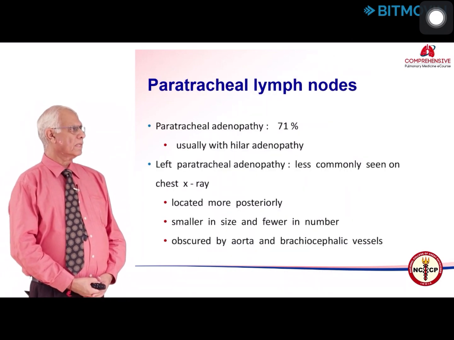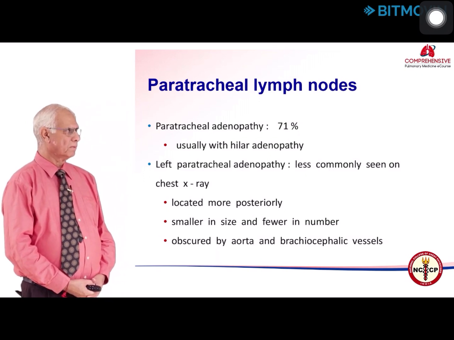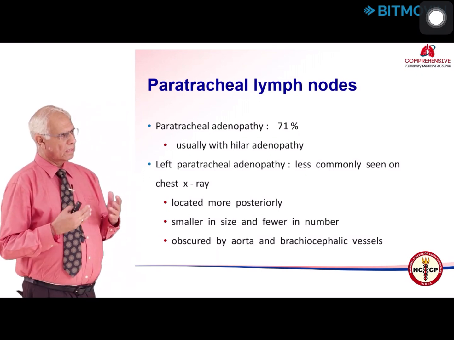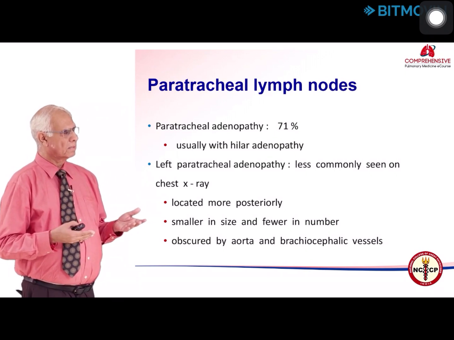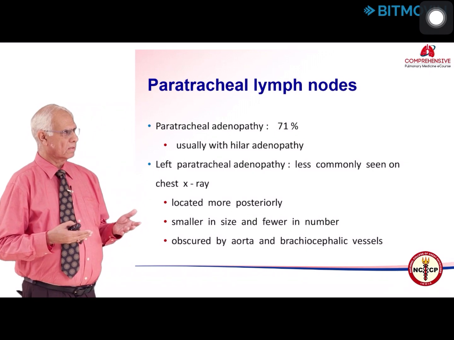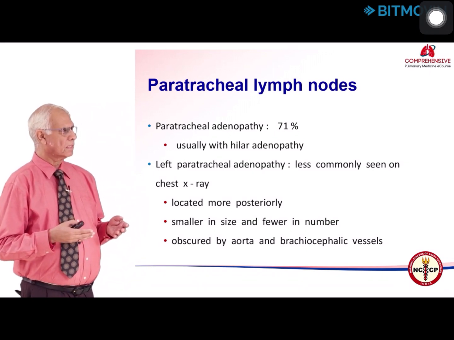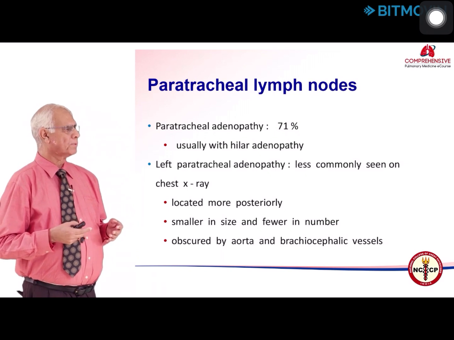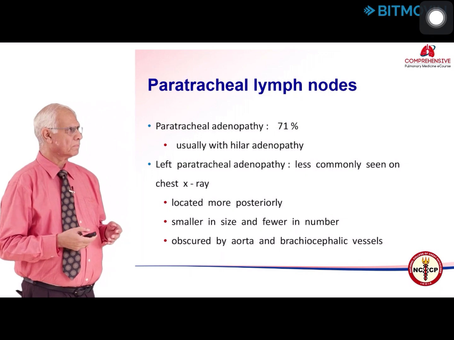So, paratracheal adenopathy is usually associated with hilar adenopathy in 71% of the patients, but it's always the right paratracheal which is seen. The left paratracheal adenopathy is not seen on chest X-ray because it is located more posteriorly, is smaller in size and fewer in number. This is obscured by the aorta and the big vessels.